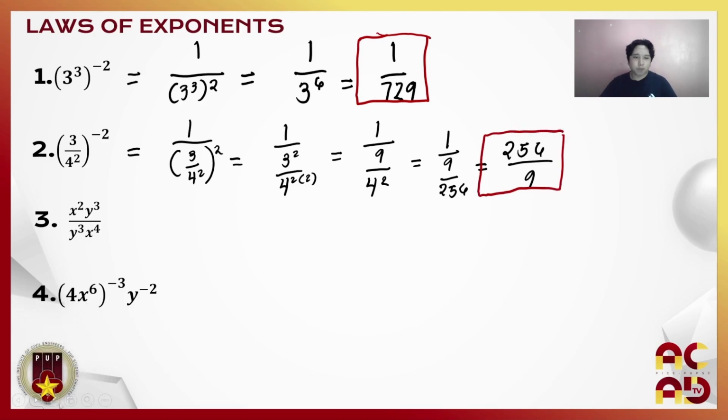Yan. So, let's proceed to sample number 3. We have x squared y cubed over y cubed x raised to 4. So, dito pwede nating gamitin yung quotient of power. Gawin natin is x dito, then kunin natin yung power niya na 2. I-minus natin sa power ng x dito sa denominator na 4.